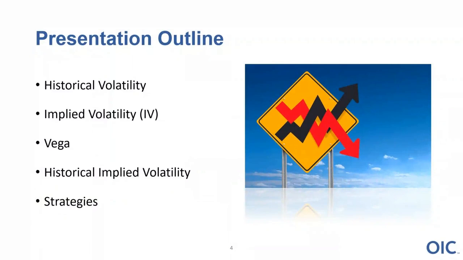As I said, it's going to be all about volatility. First of all, defining historical and implied volatility. I'll introduce the Greek known as Vega, and then this concept of historical implied volatility and what that means, in an effort to take a particular implied volatility level and translate it into something that is useful. It's going to be an awful lot to say as I go through those portions of the presentation.